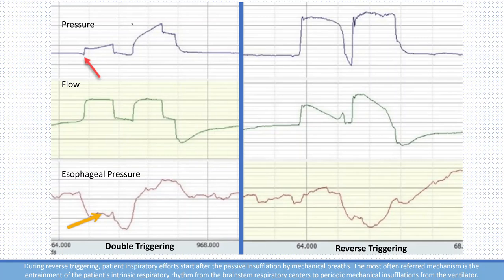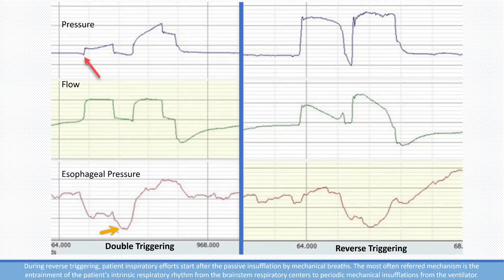Now at this point here, this is where the machine cycles from inspiration to expiration. The pressure is released, flow goes down to zero, and of course, expiration starts. However, if you take a look at what's happening with the patient, you will see that the patient continues to inhale. And in fact, his intrathoracic pressure is even more negative.